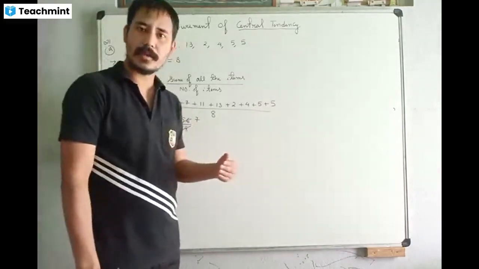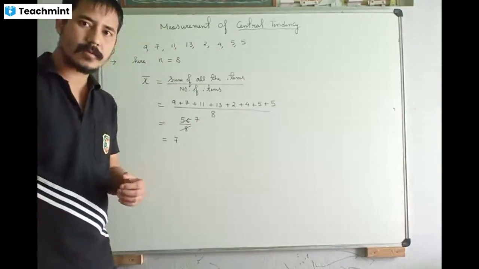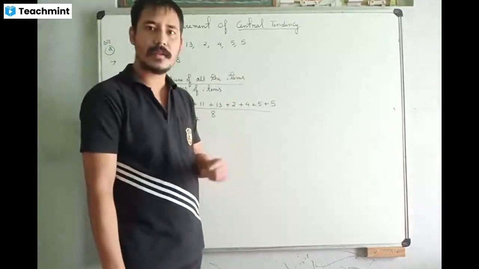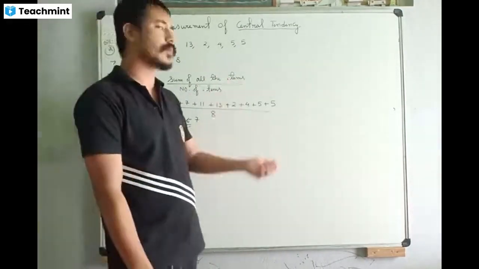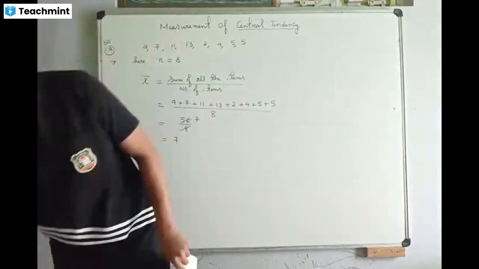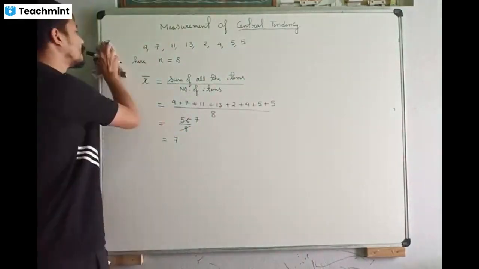Similarly, we can proceed with the remaining questions, with the remaining ungrouped data given in the first question. We have 4 ungrouped data series. I will work out 3 questions. You can try one by yourself.